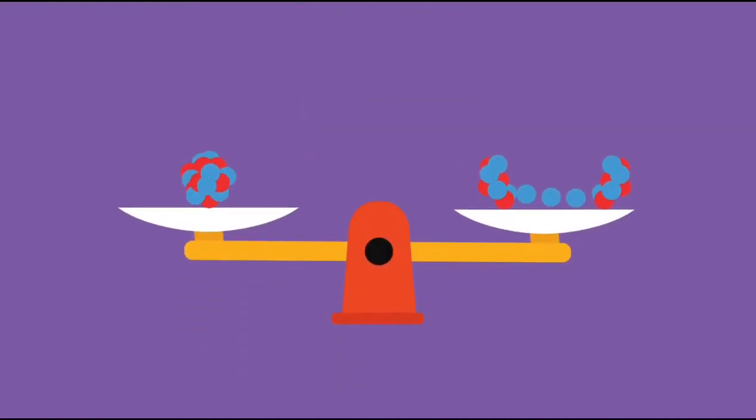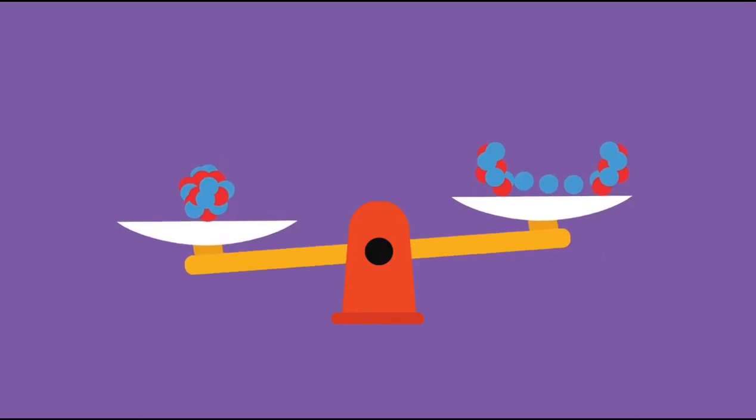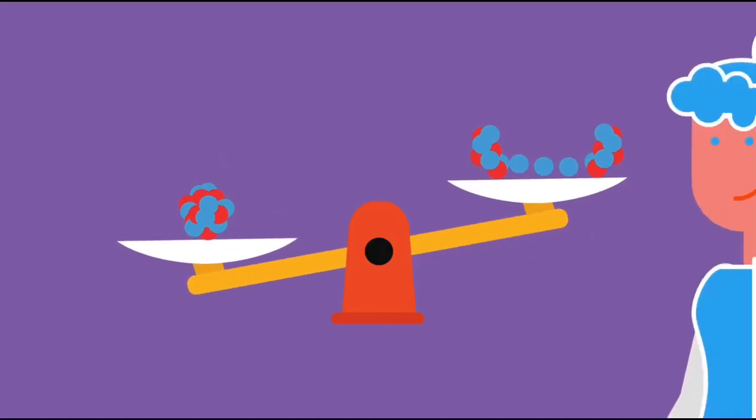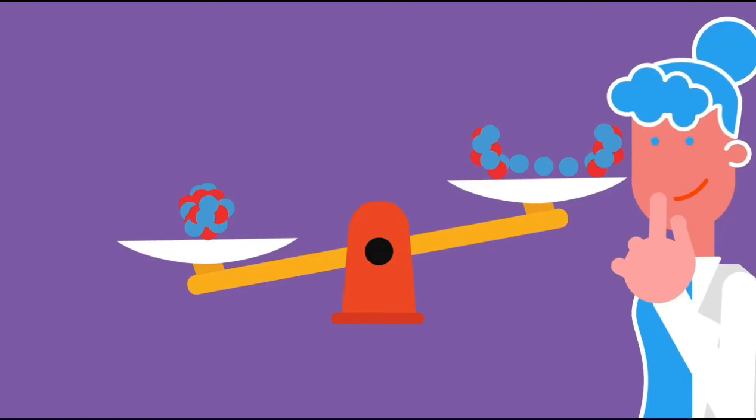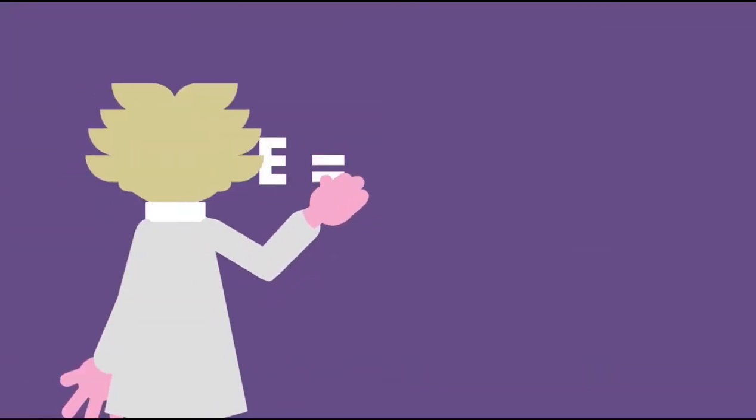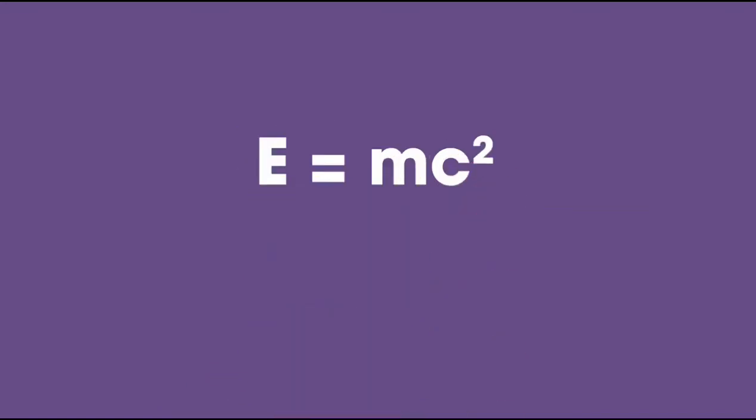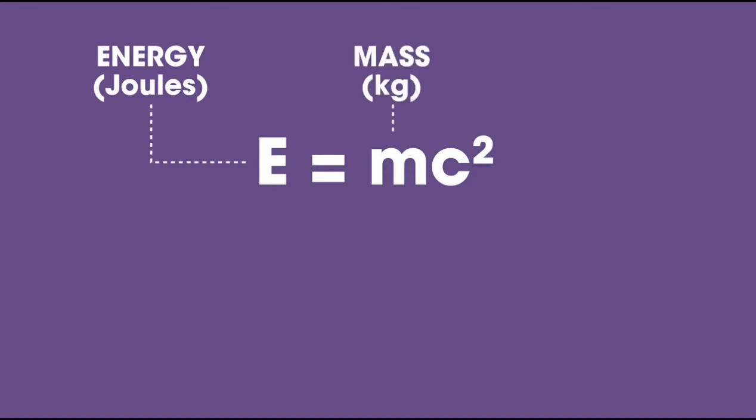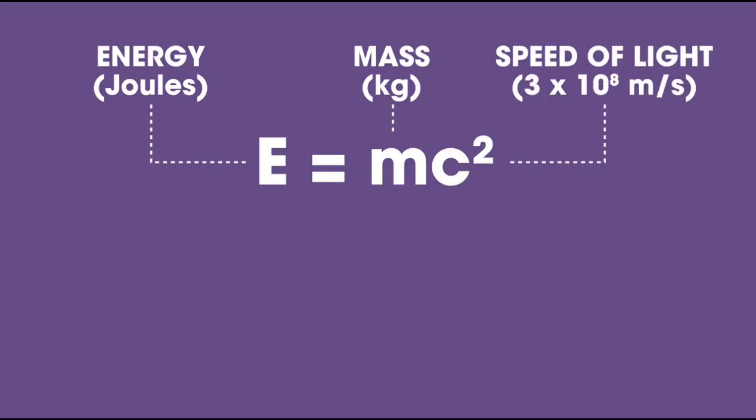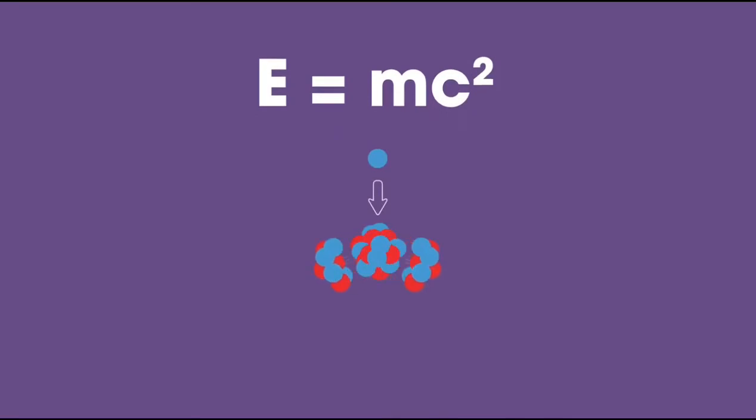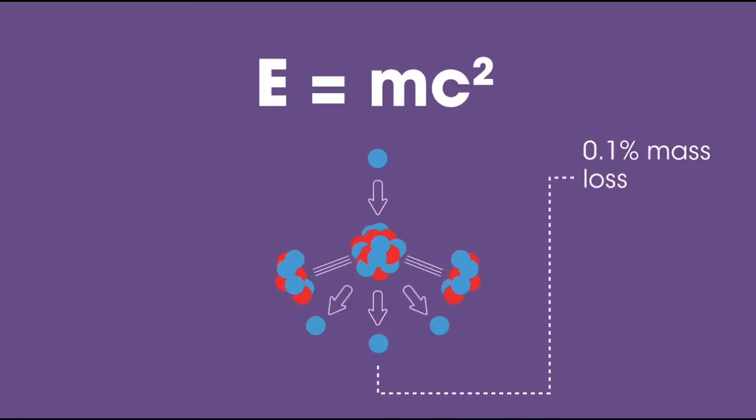Let's look at the mass change during fission. There is a very small mass loss on fission of the nucleus. So where has this mass gone? Here we need to look at the work of Einstein. E equals mc squared. This must be the world's most famous equation and links mass with energy, where E is energy measured in joules, m is mass measured in kilograms, and c is speed of light, which is 3 × 10⁸ meters per second. On fission, about 0.1% mass loss is observed.